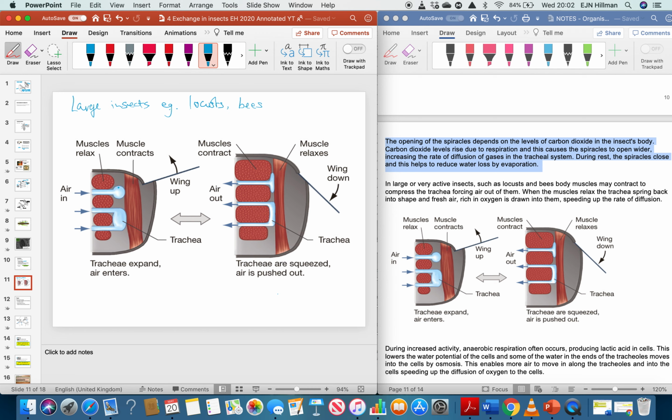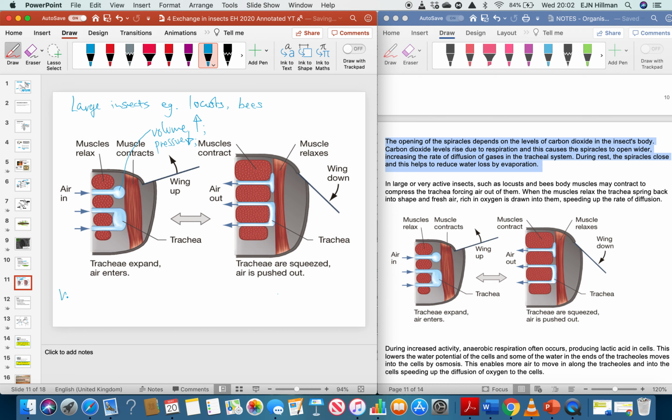But we can see here the volume has increased. So if the volume increases, that means that the pressure will decrease. So when we have a lower pressure here, we now have a pressure gradient.